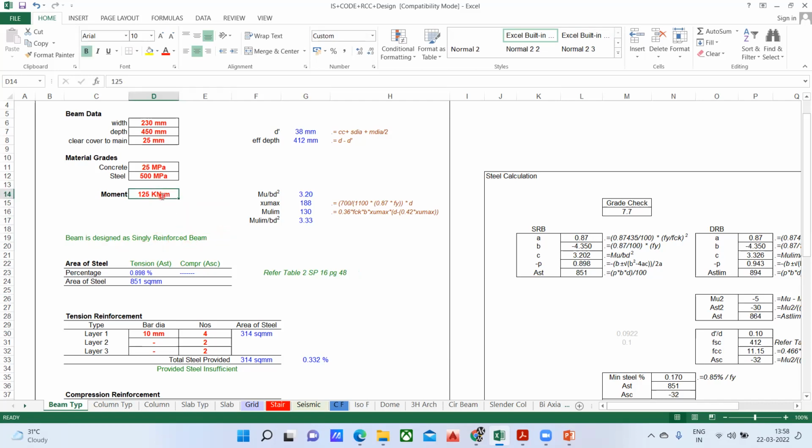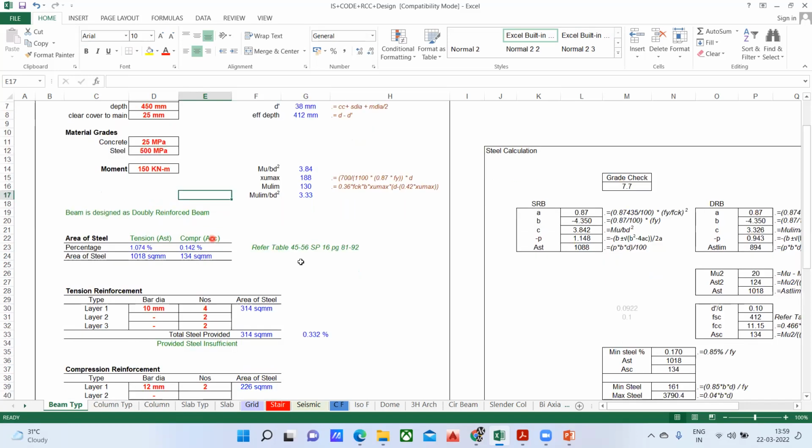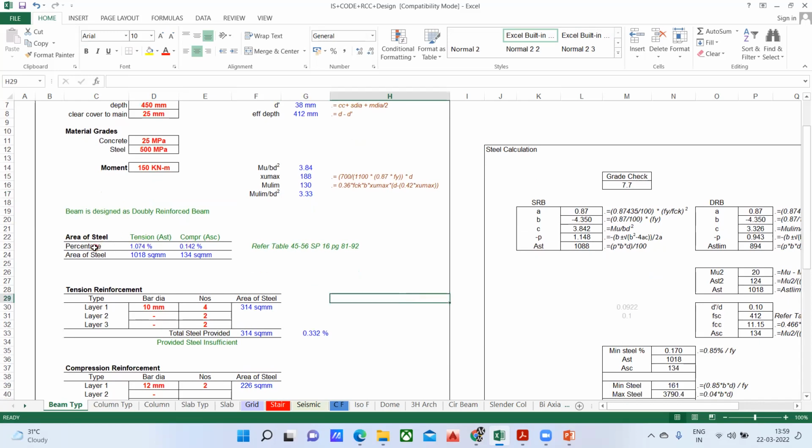The moment I increase the moment, what will happen? If I put 150 kilonewton, if there is a beam of 230 by 450, and if I'm putting a 150 kilonewton load, then my beam is designed as a doubly reinforced beam. So in this case, you can see I'm getting an area of steel, that is percentage, in tension, I'm getting 1.0474 percentage, and compression steel also I'm getting. So I'm getting an area of steel even in the tension zone and also in the compression zone.